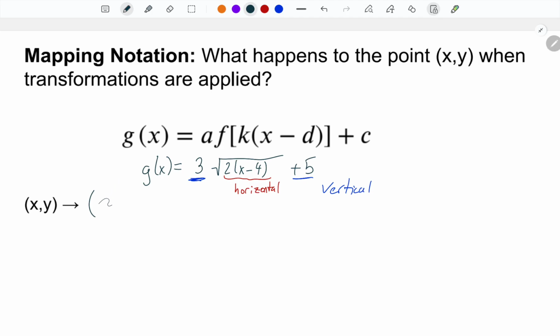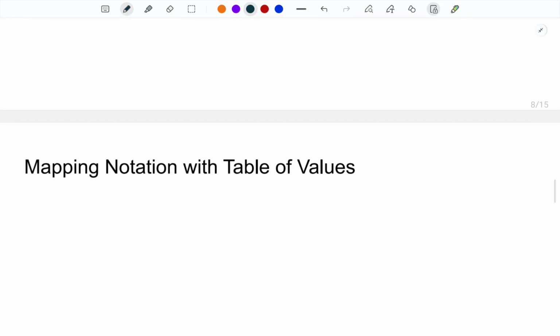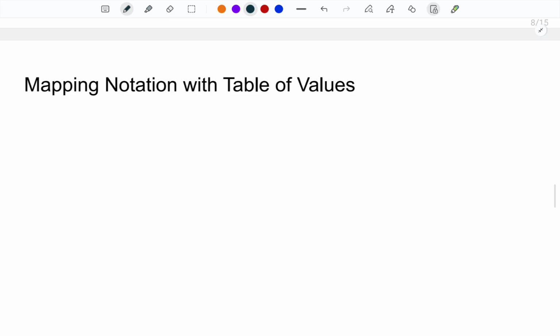So in general, the horizontal ones, they kind of do the opposite. So it's 1 over kx plus d, but just keep in mind the d value has the sign flipped when it's actually in the equation. And then for the vertical changes, you have the a in front. That's your stretch vertically or your reflection vertically, plus your c value. And that'd be kind of the general mapping notation. Looks kind of odd and kind of big, maybe intimidating when it's just generic letters, but let's go through an example eventually with some actual numbers.